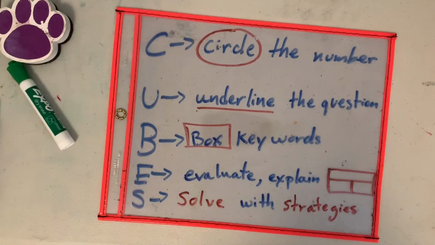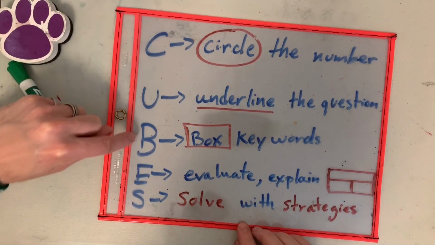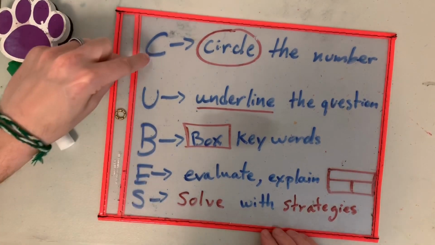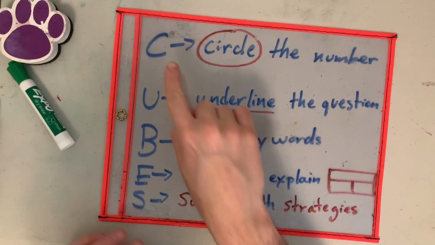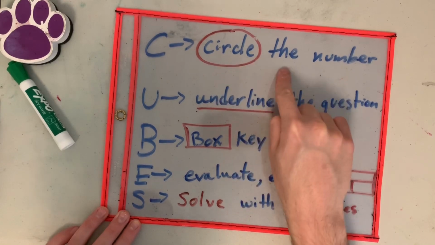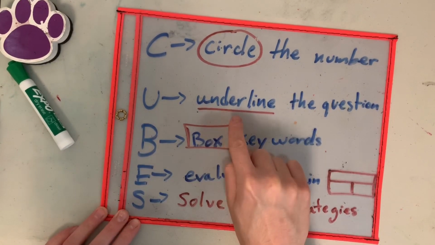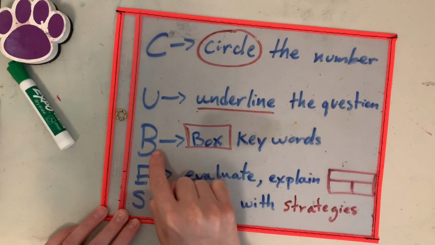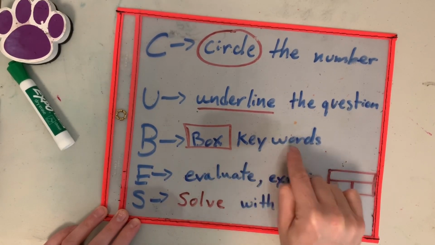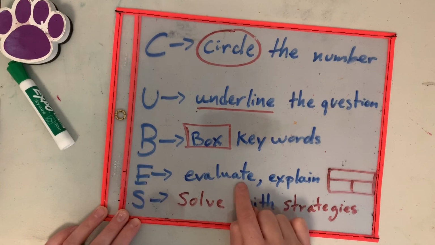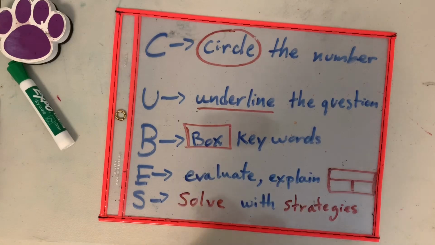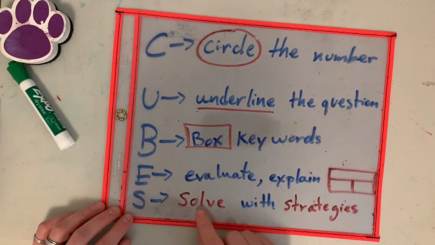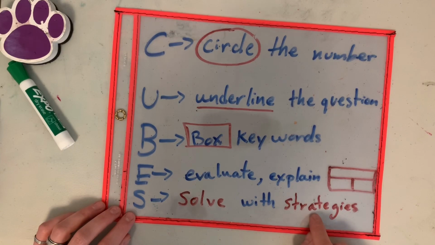Good. We're starting now with word problems. But we need to remember these strategies that we talked about last week. CUBES. C-U-B-E-S. And remember, C is circle the number. U is underline the question. B is box keywords. E, evaluate, explain. So you have to tell me, are you going to add? Are you going to subtract? What are you doing? And S means that we have to solve with strategies.